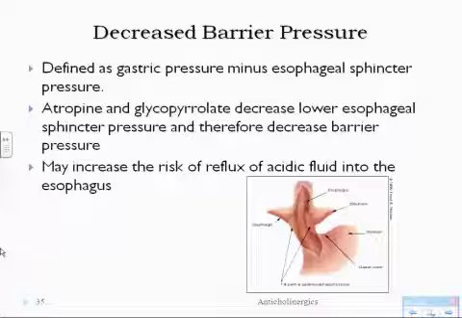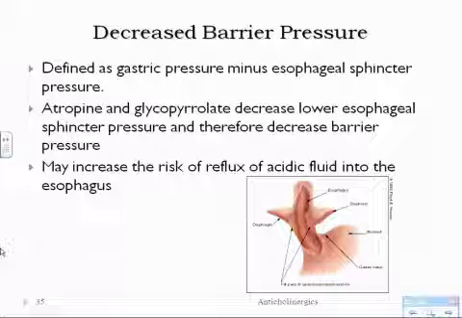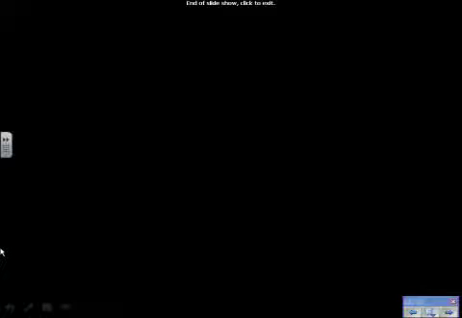And the last slide is the effects of anticholinergics on the decreased barrier pressure, which is the esophageal tone. They define it as gastric pressure minus esophageal sphincter pressure. And what atropine and glycopyrrolate do is they decrease the lower esophageal sphincter pressure and thereby decrease the barrier pressure and make an increased risk of developing aspiration in this individual. Okay, so sometimes when you reverse somebody and you give them glycopyrrolate and reversal, you see that they vomit more because this lower esophageal sphincter is actually relaxed more. Okay? Okay, that's it.